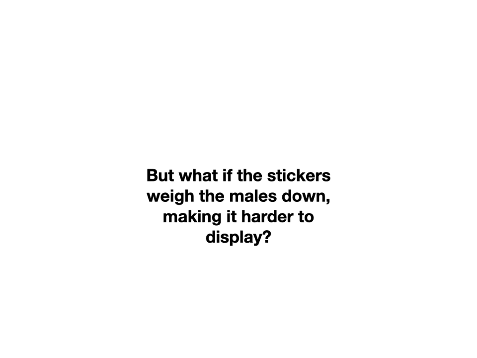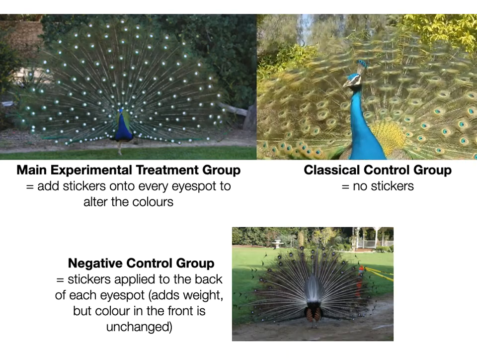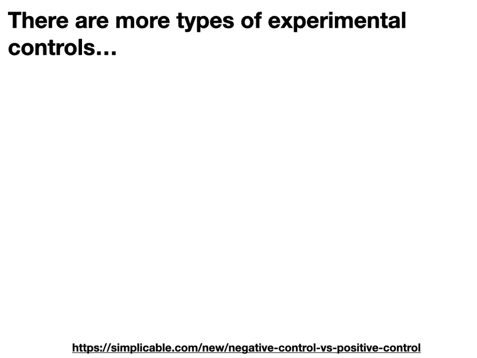But what if the stickers weigh the feathers down? What if applying like 150 stickers to all these feathers makes it harder for the males to hold those feathers up and vibrate them the way they do for females? Well, this was a real possibility.